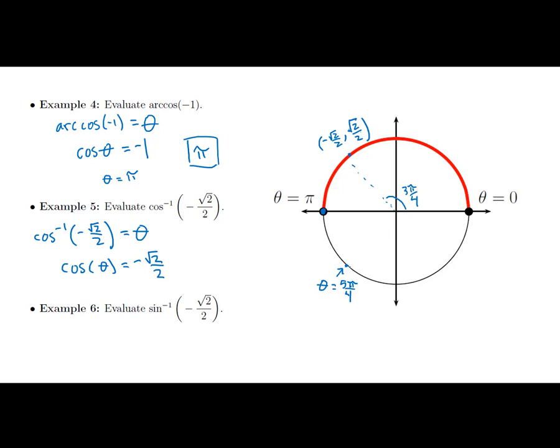But the thing is, yes, there are two places on the circle where you get that cosine value, but only one within our restriction. So we restricted ourselves to go from 0 to pi in terms of our angles, so I have to give the answer that is within that 0 to pi interval. So 3 pi over 4.